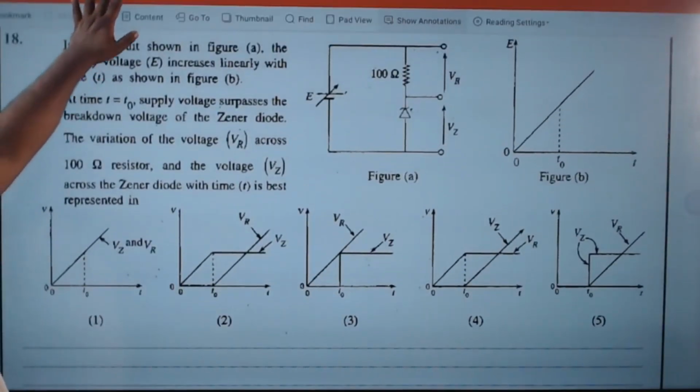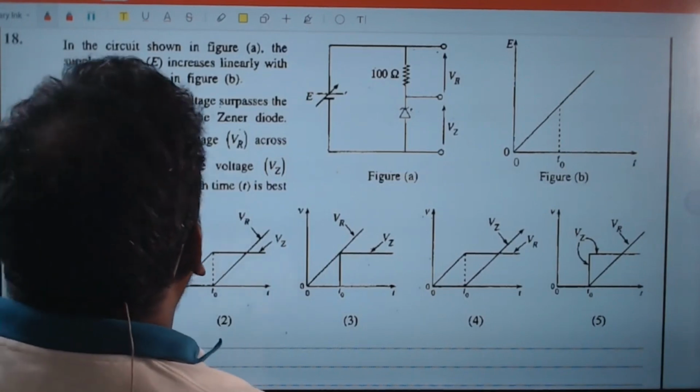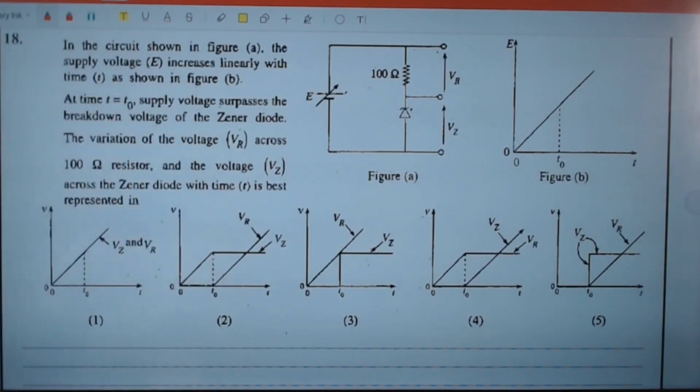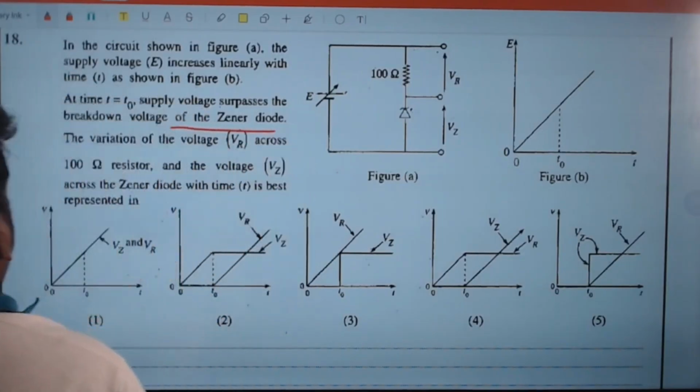Question number 18. In the circuit shown, supply voltage E increases linearly with time. At a time t equal T0, supply voltage surpasses the breakdown voltage of the Zener diode. Variation of the voltage across the 100 ohm resistor and the voltage across the Zener diode is best represented by.